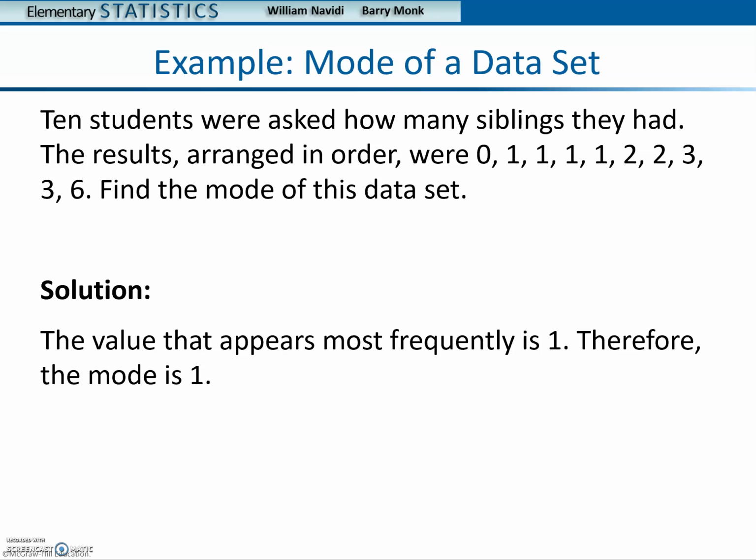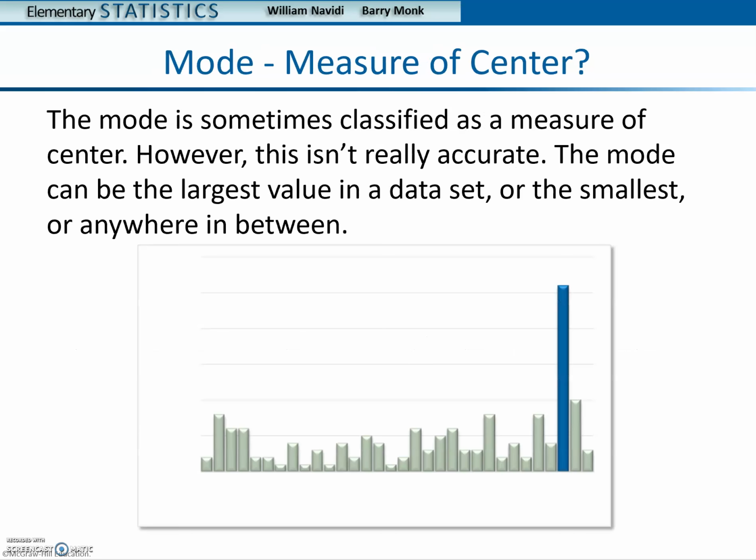Ten students were asked how many siblings they had. The results are arranged in order. Some people didn't have any siblings, one sibling, and so forth. Find the mode of the data set. The mode is the number that's most frequent. This number 1 occurs once, twice, three, four times. So 1 is most frequent, so 1 is the mode.